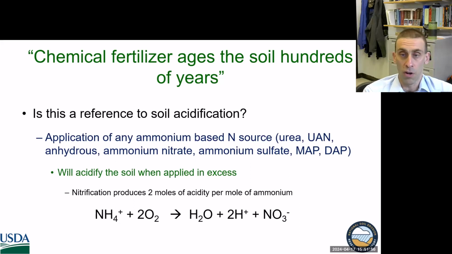I saw that a lot in Oklahoma and no-till. These were really alkaline soils, but in the top 2 inches in no-till, they would have a pH of 5, and then you go right below that, you'd be right back to a pH of 8. And so they can rapidly increase acidification. That might be what's meant when they say chemical fertilizer ages the soil hundreds of years. Maybe, maybe not, but that's my stab at it.